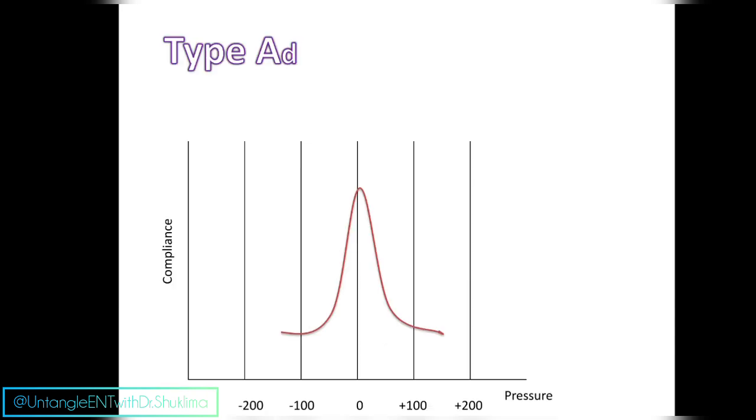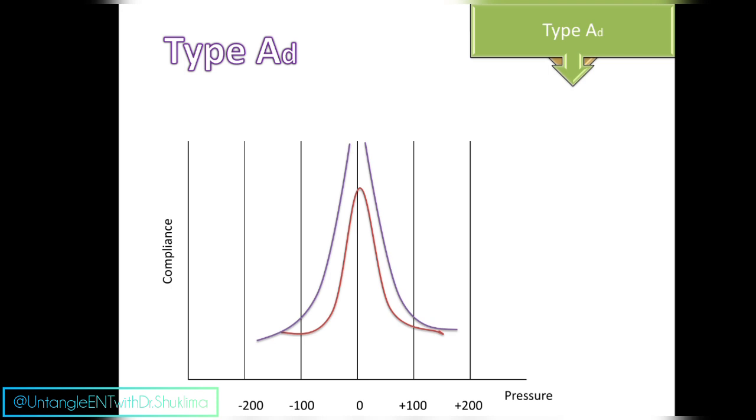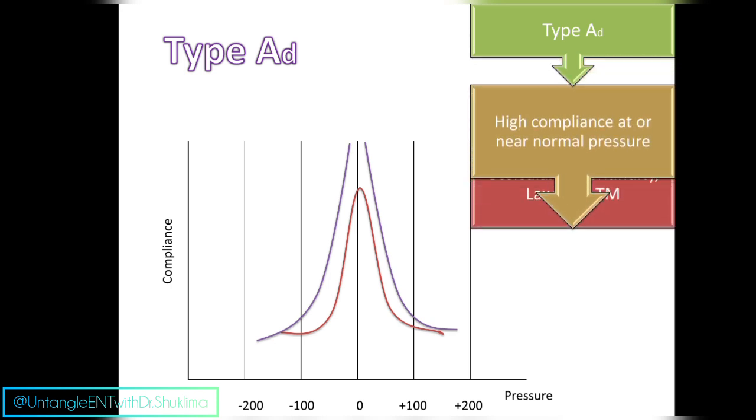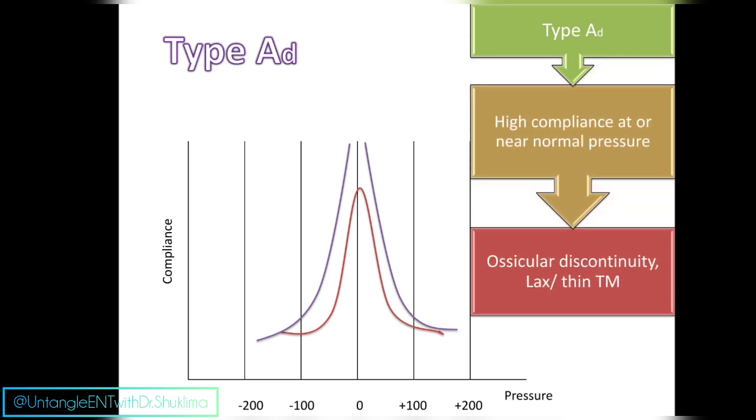So when we increase it to 200, there is more increased outer pressure and the reflected sound is more and the compliance is totally decreased. So in this condition, we get a graph which is called the AD type of graph. This is the graph we get. It represents a high compliance at a normal or near normal pressure, and this is mostly seen in case of ossicular discontinuity, lax or thin tympanic membrane.